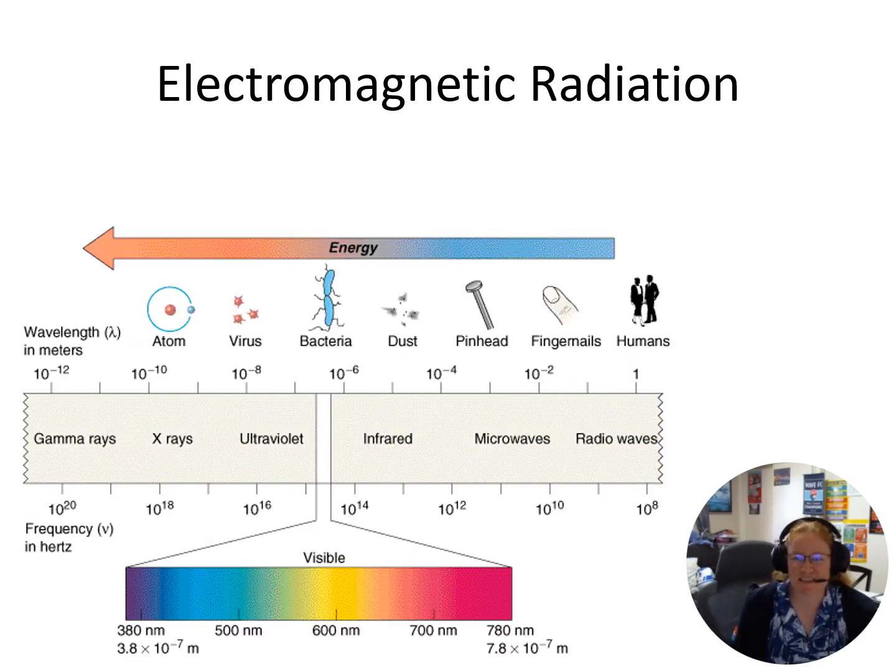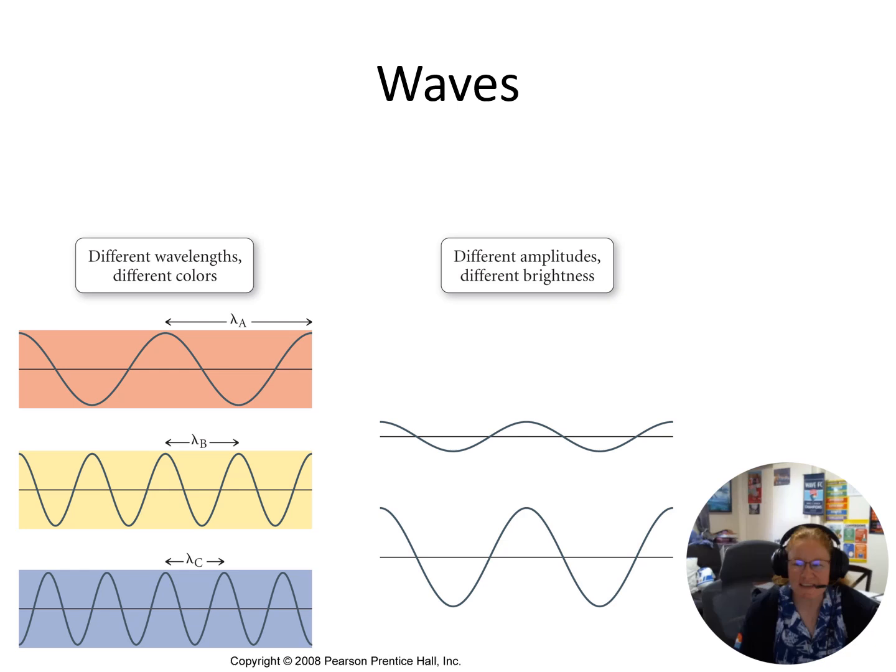This is just an interesting way to get a visual perspective of the size of the wavelengths, because some wavelengths are teeny tiny, some are super huge. If you think about it, the size of a radio wave is like the size of a human. Somewhere between microwaves and radio waves is like the size of your fingernail. Just to give you an idea of what those size comparisons are. When we look at wavelengths, different wavelengths are going to give us different colors.